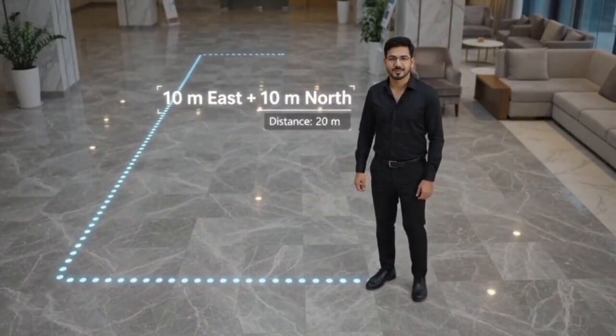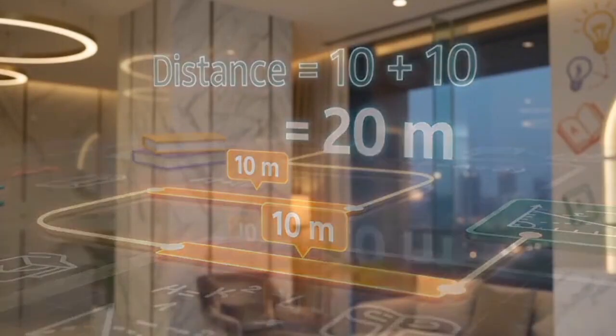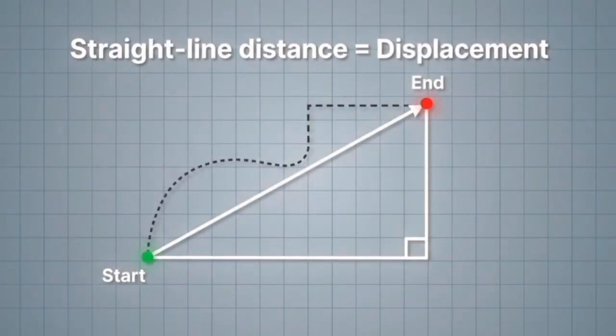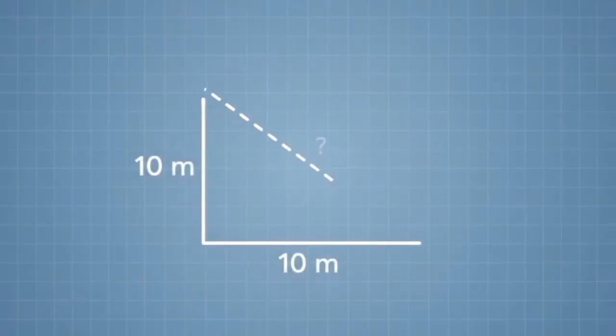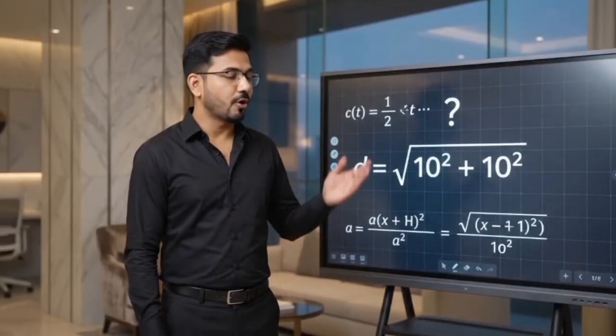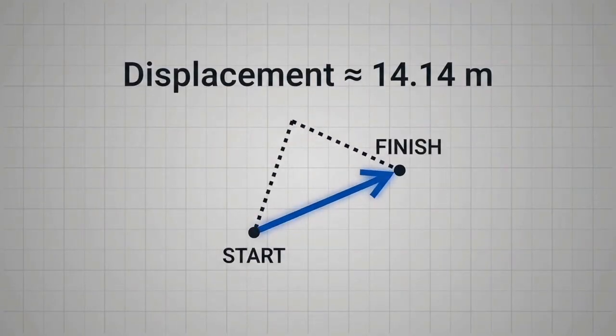Now imagine a student walking 10 meters east and then 10 meters north. The total distance is the complete path, 10 plus 10, which equals 20 meters. But displacement is the straight line distance from the starting point to the final point. Let's calculate the displacement. Using Pythagoras' theorem, the displacement is the square root of 10 squared plus 10 squared. So the displacement is approximately 14.14 meters in the direction from the starting point to the final point.